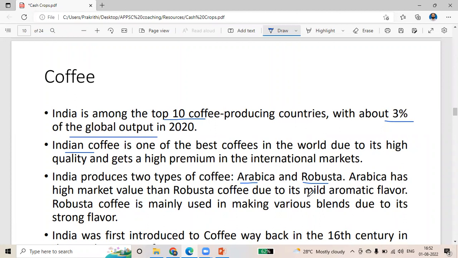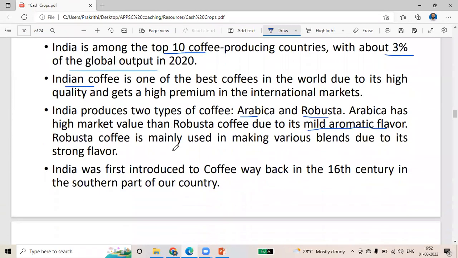Coffee, due to its mild aromatic flavor. So the flavor is good and mild, Arabica. So its market value is the highest, more than Robusta coffee. And coffee was first introduced to India in the 16th century in the southern part of India.